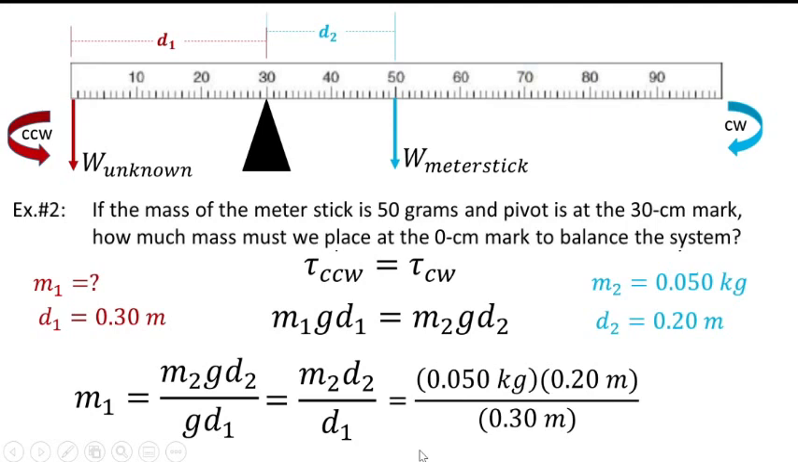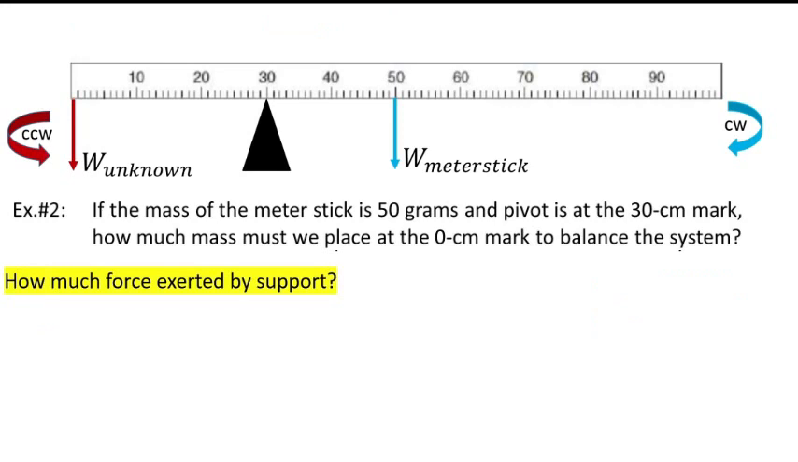And let's substitute. As we substitute the given, the answer is now 0.033 kilogram. That is the required mass of our M1 to balance our system, or that is just 33 grams. The additional question is how much force is exerted by the support. So we are looking for F support in this case.